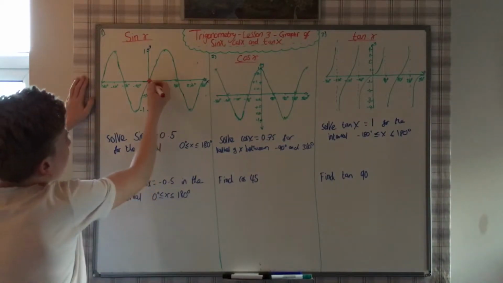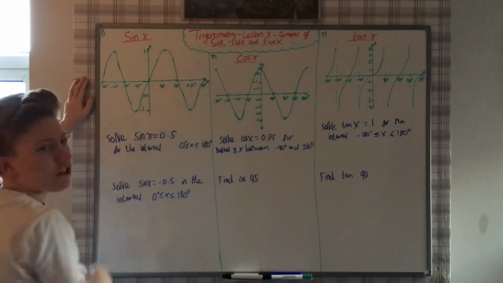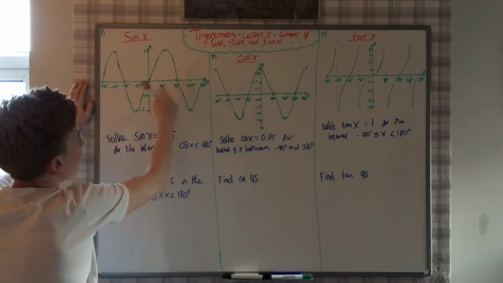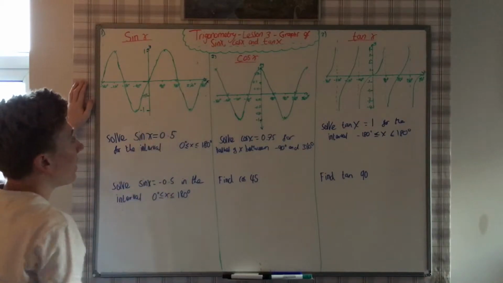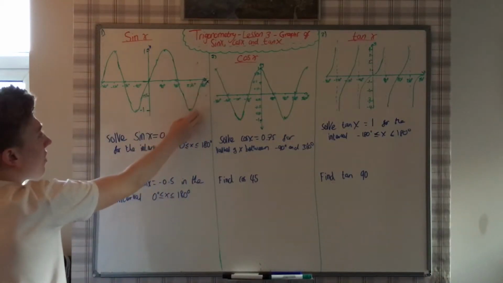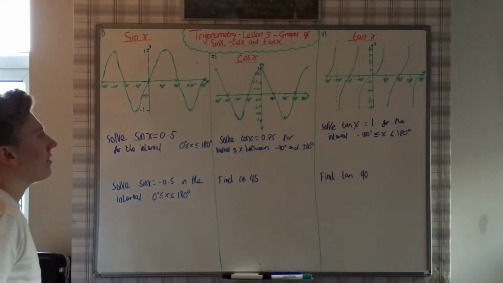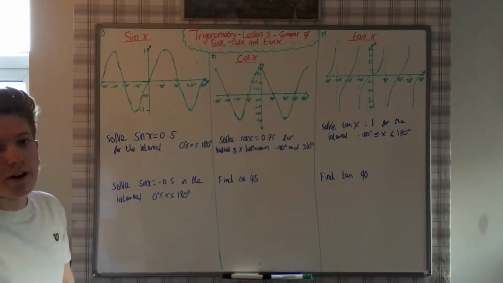Well, what happens is a graph starts at the origin, it increases up to 1 on the y-axis, which is 90 degrees on the x. It then decreases to 0 on the y-axis, 180 on the x-axis. It then continues to decrease to 270 degrees at minus 1 on the y-axis, and then back to 360 degrees, which is 0 on the y-axis.